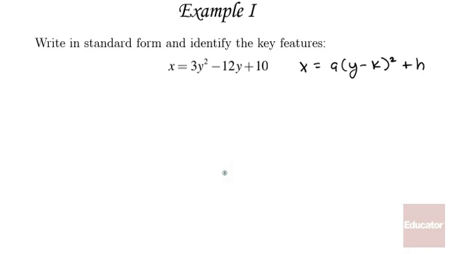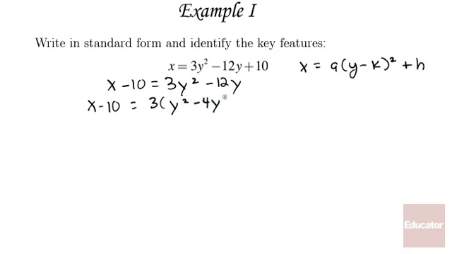In order to get this equation in standard form, we need to complete the square. This time, since I'm working with a horizontal parabola, I'm going to isolate all of the y variable terms on the right. I'm going to do that by subtracting 10 from both sides to get x minus 10 equals 3y squared minus 12y. This leading coefficient is not 1, so I have to factor it out, and then I have to be really careful when I'm adding to both sides of the equation because this is factored out. So factor out a 3 to get y squared minus 4y.